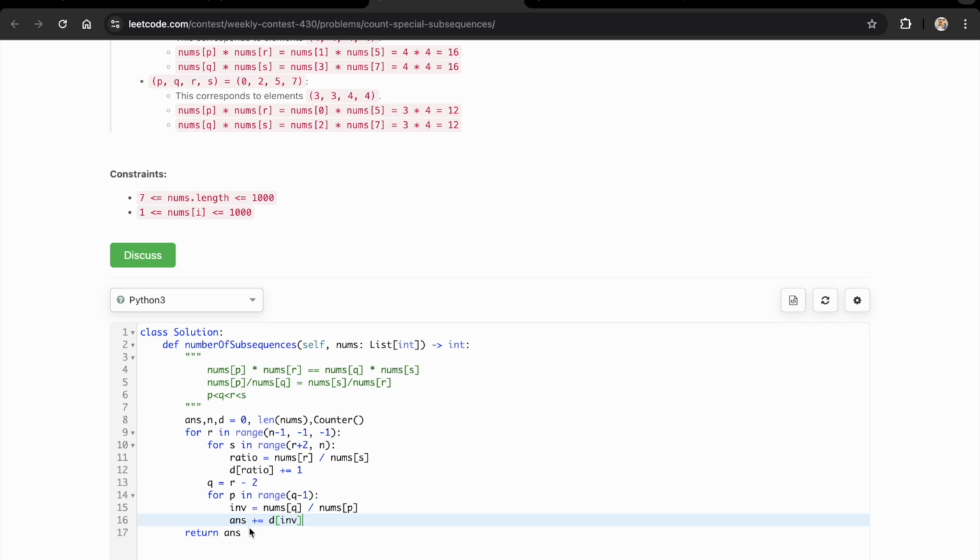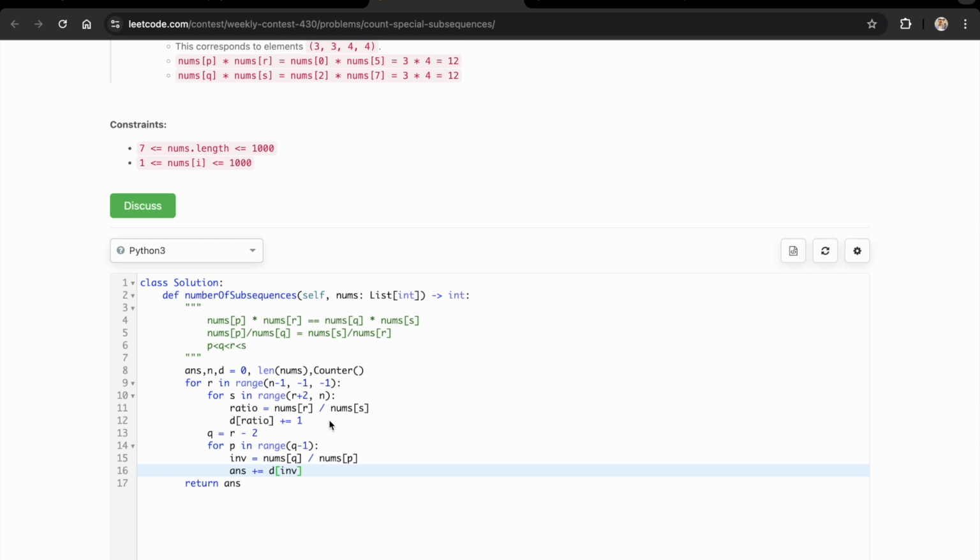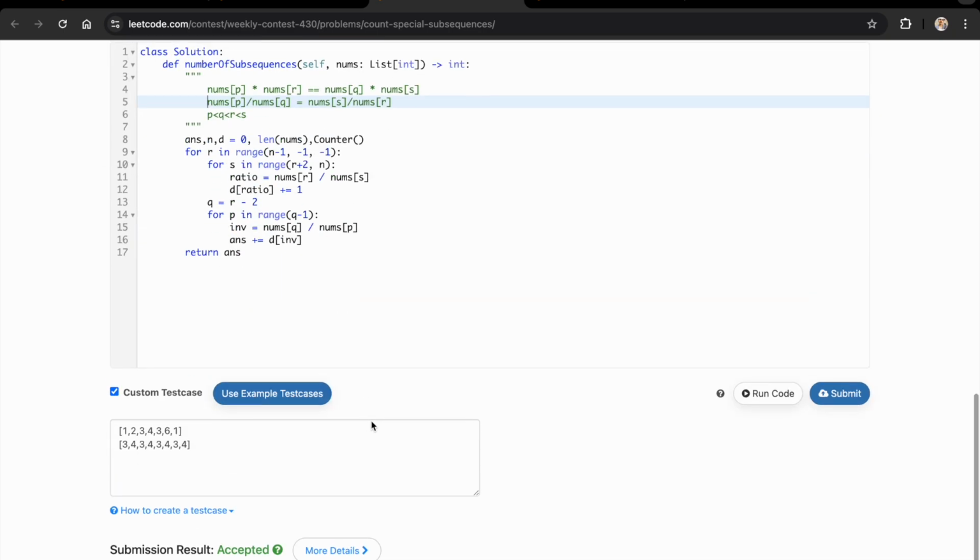If it exists, then we are just adding it into our answer. It is a pretty standard question if you just observe the pair thing and the equation, how we can modify that. Okay, so that's it for this question.